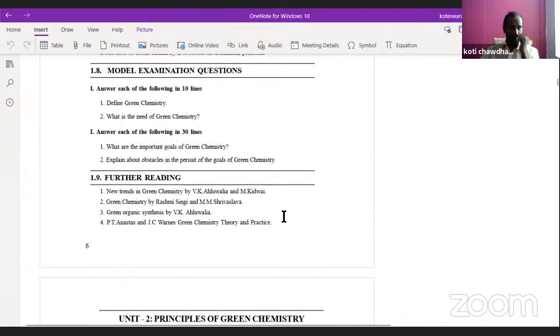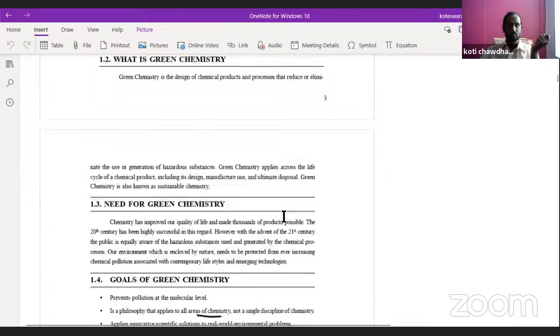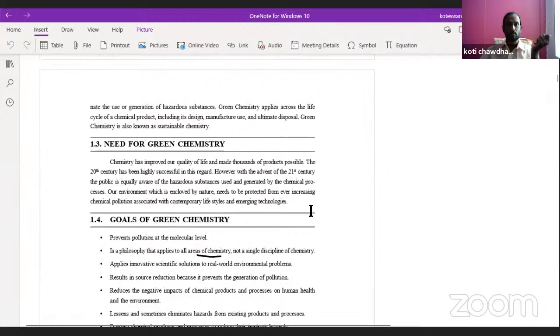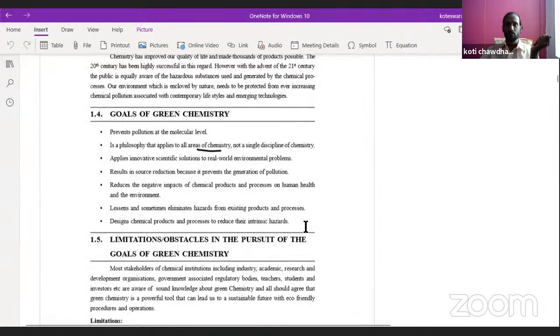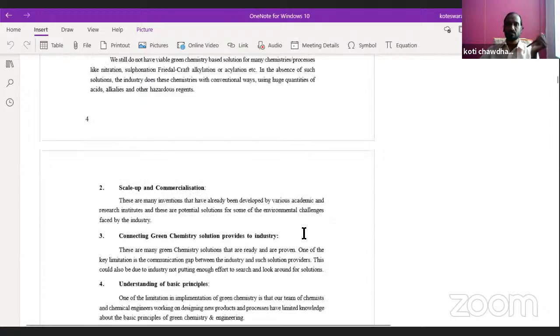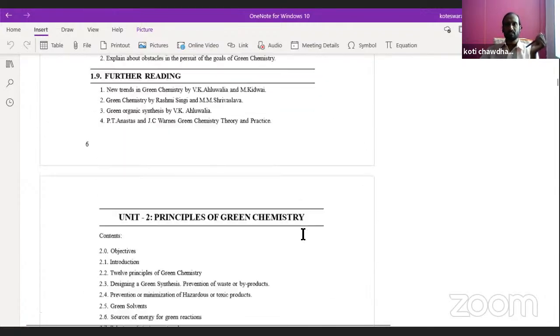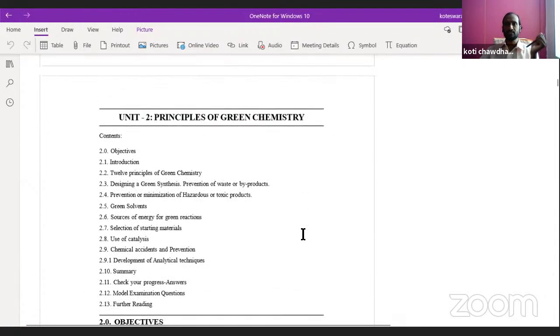Now, this is about the first unit. In this first unit, we discussed what green chemistry is and its need, the goals of green chemistry, and the limitations in achieving the goals of green chemistry. And next, coming to the second unit, the second unit is principles of green chemistry.